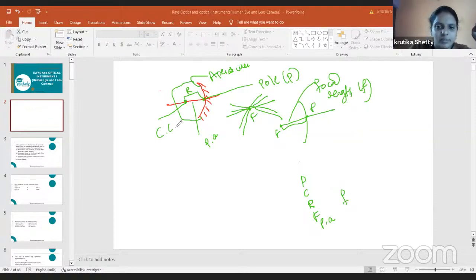Okay, so ee terms anna now define madidvi. Here the relation between the focal length and the radius of curvature is given by f is equal to r divided by 2. Okay, next we are going to see the mirror formula and all.